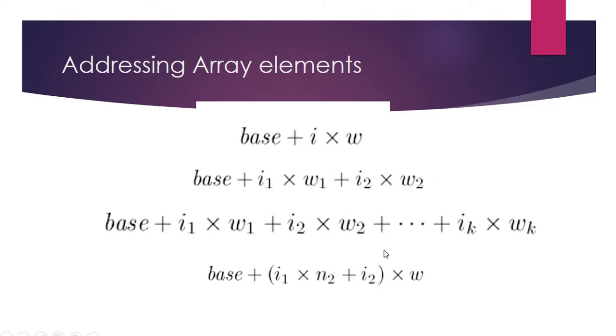Similarly, if we have multiple dimensions of the array, we'll be using base plus I1 into the first dimension, plus I2 into the second dimension, and similarly, if you have k dimensions, Ik into Wk. Here the final dimension Wk will refer to the integer size, float size, character size, or whatever structure we are using; that size will be used here.